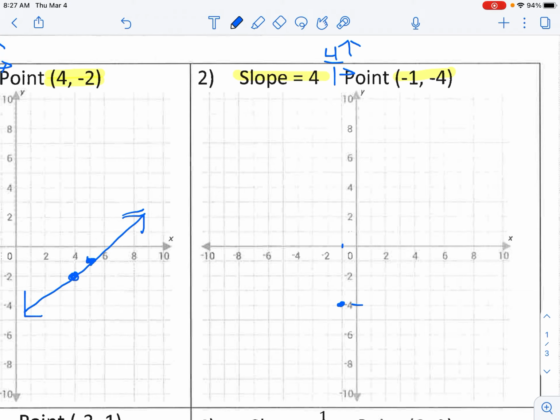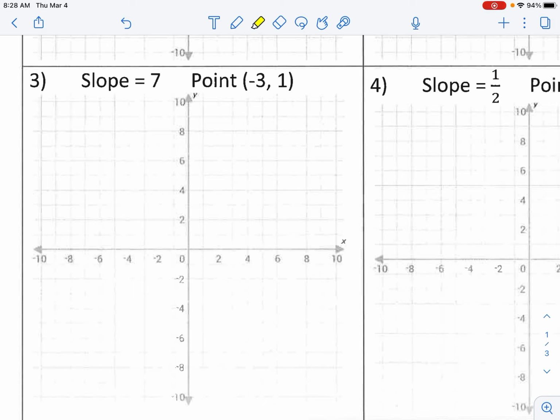Now from there, my slope is 4, so I'm going to go up 4 and right 1. So up 1, 2, 3, 4, and right 1. So my next point will be right there at 0, 0. I'm going to erase all those other marks that I made. The only marks you should have left on your graph when you're finished are your 2 points and your line. So on paper, we would use a straight edge to help ourselves draw a straight line. On the iPad, it's a little trickier.